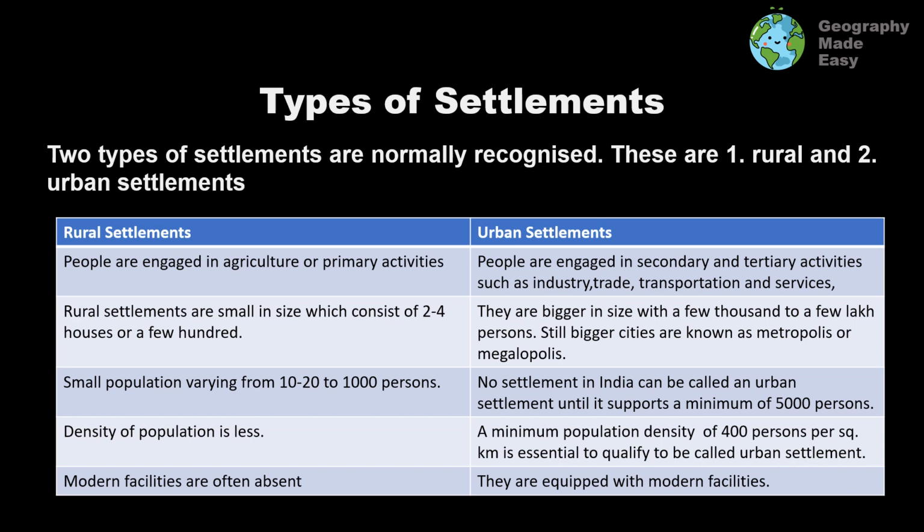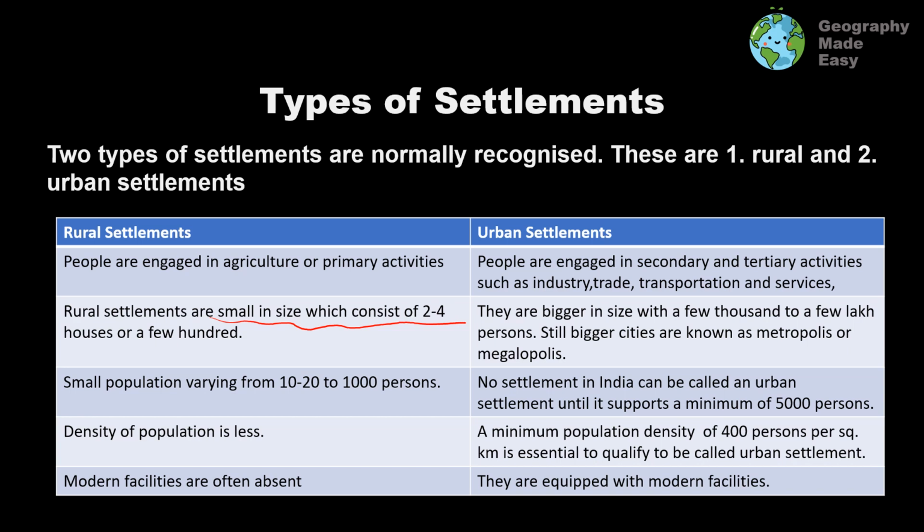In rural settlements, we can see that the size usually consists of 2 to 4 houses or a few hundred, and more or less this is one of the criteria which determines rural settlements. Urban settlements are bigger. They have a few thousand to a few lakh houses, and bigger cities are called metropolis or megalopolis depending on the size, which we will discuss in the urban settlement chapter.